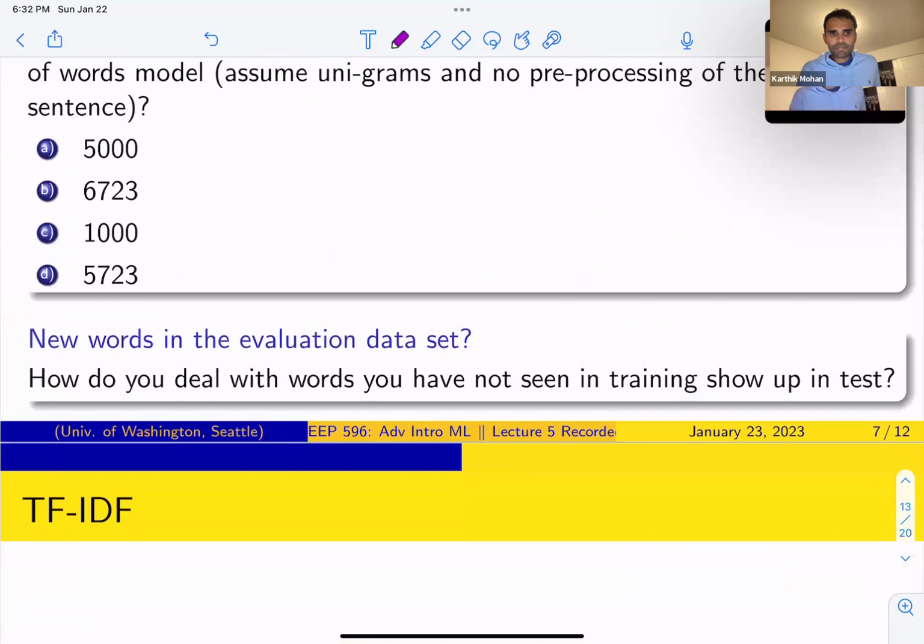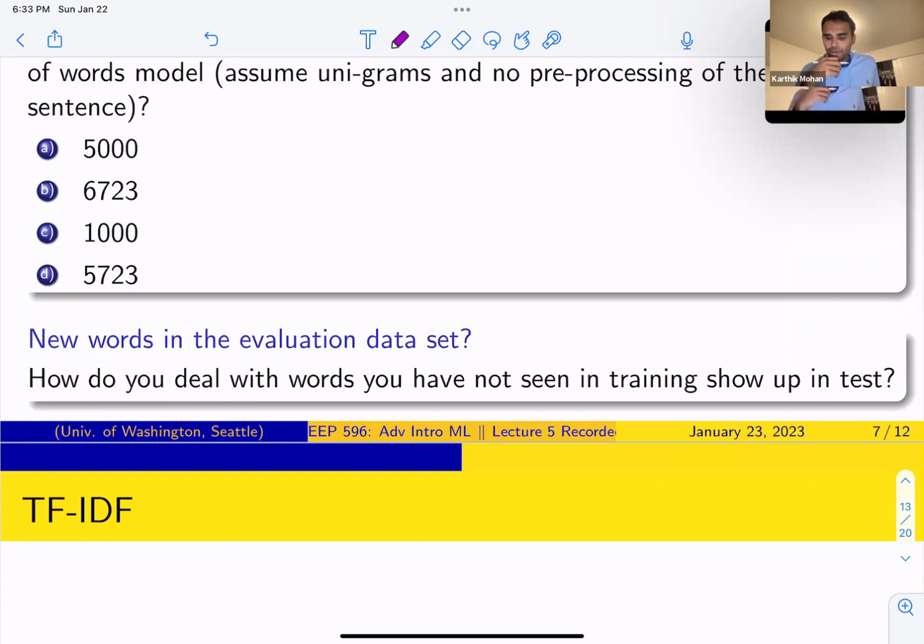Here's a question for you to ponder on. I do training on a bag of words model that sees a certain vocabulary, let's say 5,000 words. Now, during testing with sentiment analysis, I might encounter a word the model has never seen before. So how do we deal with out of vocabulary words that show up during test time? What would you do in this case?